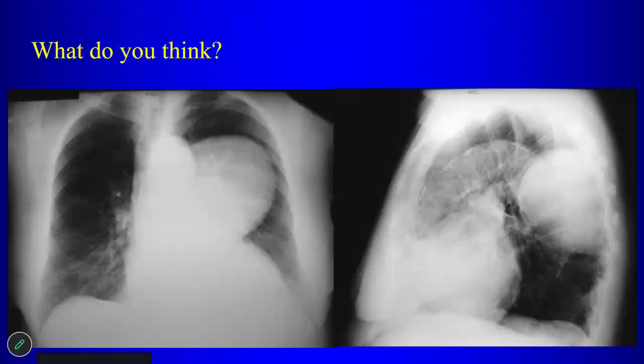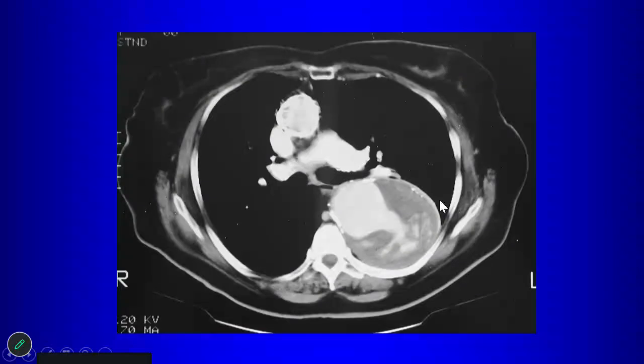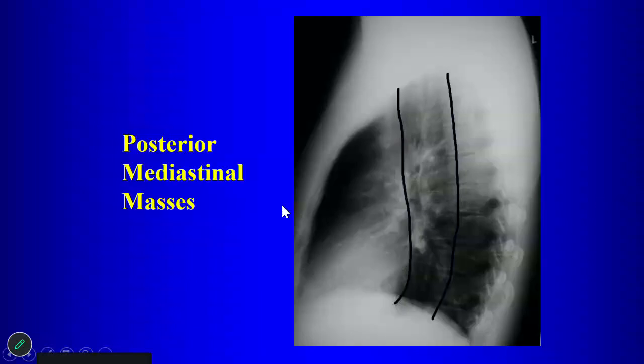This, of course, is always on your differential for big mediastinal masses. If you can't separate it from the aorta, of course, you have to consider aneurysm. So always consider that regardless of the mediastinal compartment. We always want to think about aneurysms.